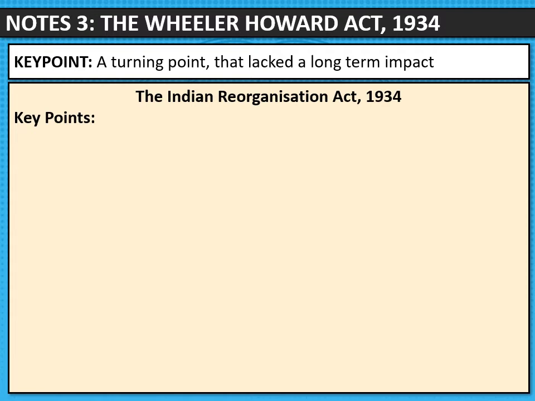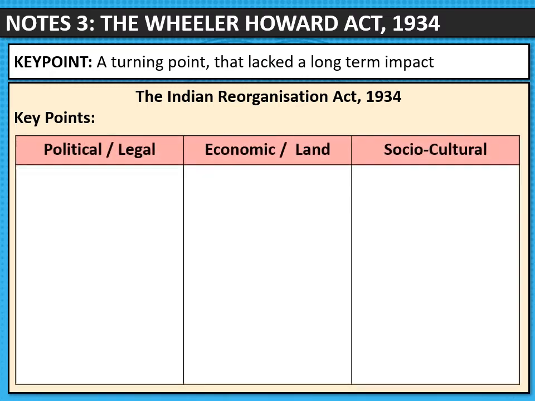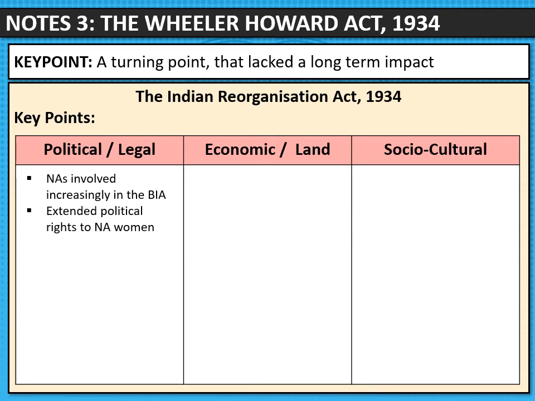For this next slide, I'm going to organise some of the key points of the Indian Reorganisation Act into our main themes. These are political, legal, economic, land and social cultural. Firstly, the Wheeler-Howard Act or Indian Reorganisation Act involved increasing the Native American presence and involvement in the BIA. They were employed by the organisation and were consulted far more. The Act also extended political rights to Native American women far more than it did before. And crucially, as we said, allotment policy was ended.